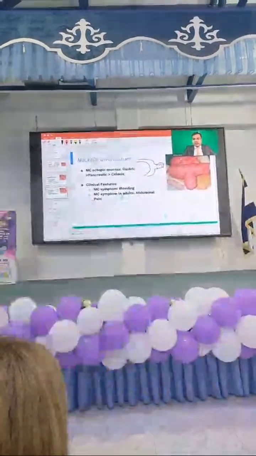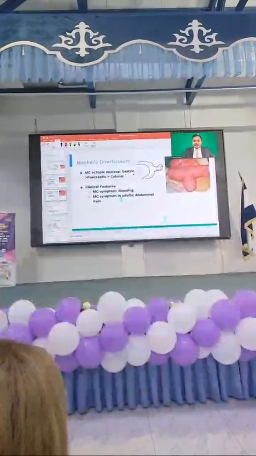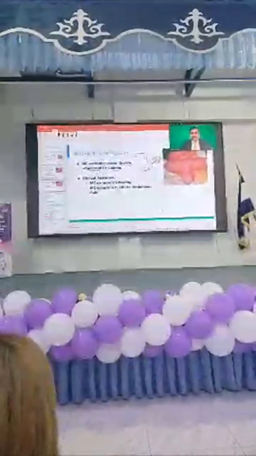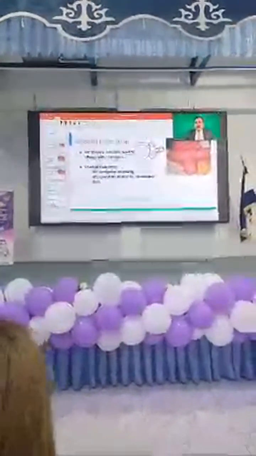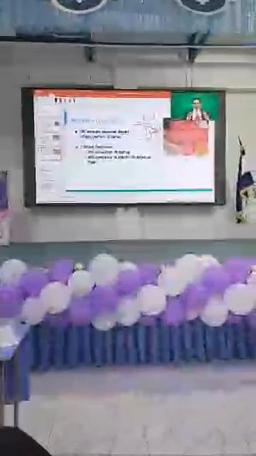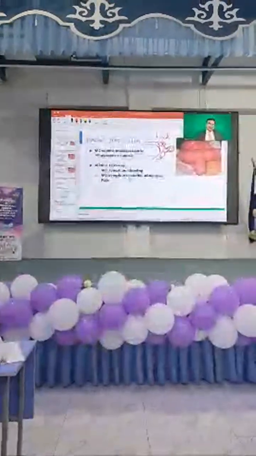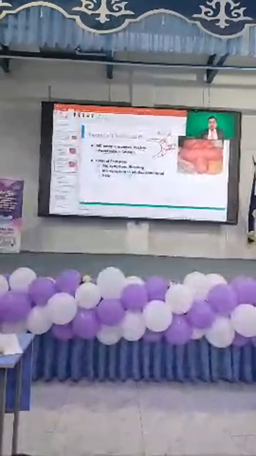So you must be knowing what that ectopic mucosa is. It is gastric most commonly, followed by pancreatic, followed by colonic. If there is gastric mucosa, obviously this gastric mucosa is secreting what? Yes, it is secreting acid. And because of this acid secretion, the patient is going to develop ulcer. And if there is ulcer, obviously from this ulcer, bleeding will start.